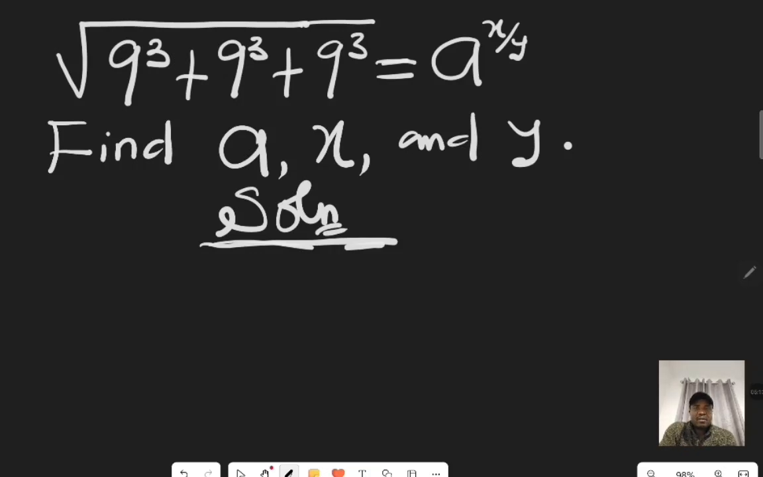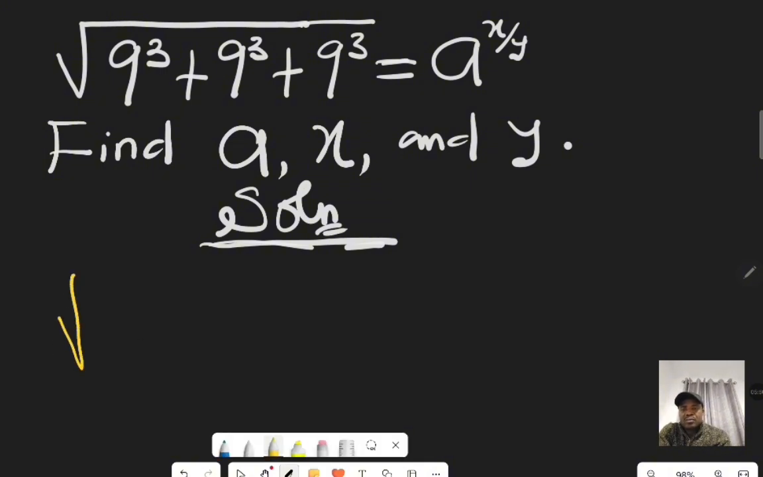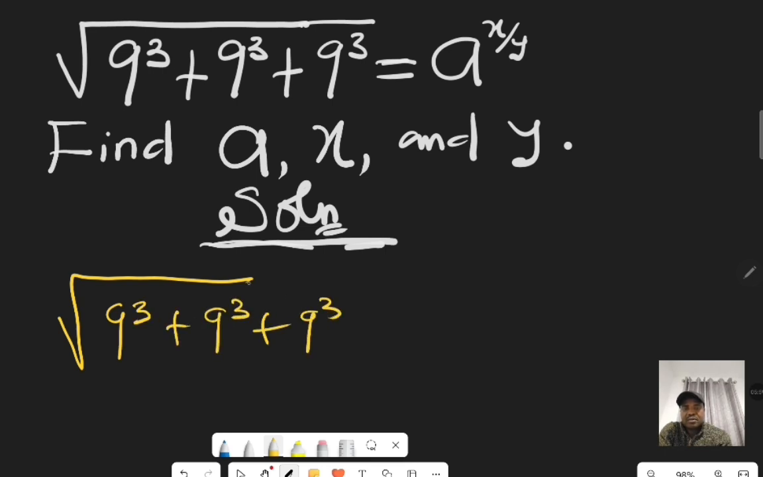Today we are going to solve this problem: root of 9 raised to the power of 3 plus 9 raised to the power of 3 plus 9 raised to the power of 3. We say solution: root of 9 raised to the power of 3 plus 9 raised to the power of 3 plus 9 raised to the power of 3. We have to factorize this.